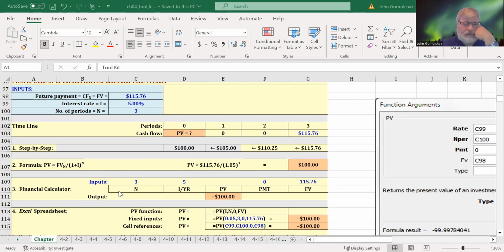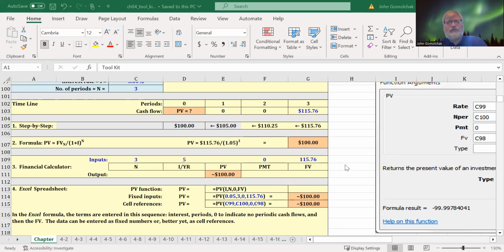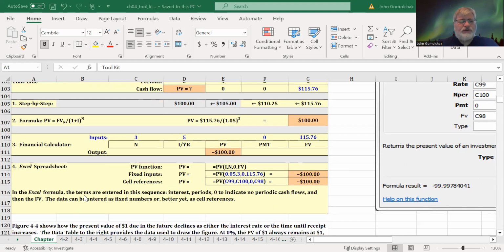The financial calculator, once again, if you want to look at that so that you can figure out how to use your calculator, go right ahead. I will stay with the spreadsheet. The spreadsheet function is the PV function, present value. And we're going to be worried about interest, number of periods. The zeros, we'll talk about that later when we talk about annuities, and the future value.